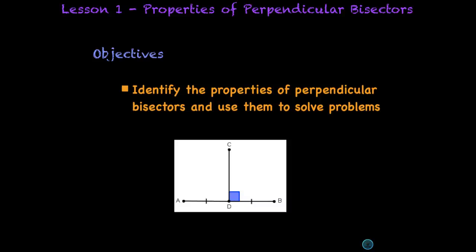Welcome to Lesson 1, Properties of Perpendicular Bisectors. Our objectives today are to identify the properties of perpendicular bisectors and use them to solve problems. You'll notice here we have an example of a perpendicular bisector CD that's bisecting line segment AB. Let's go ahead and talk about some of these properties.